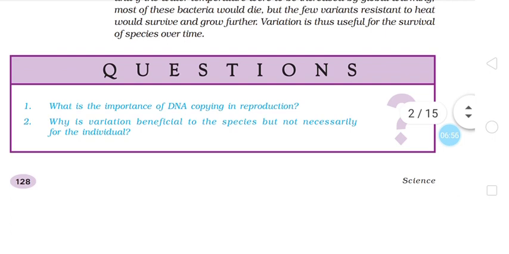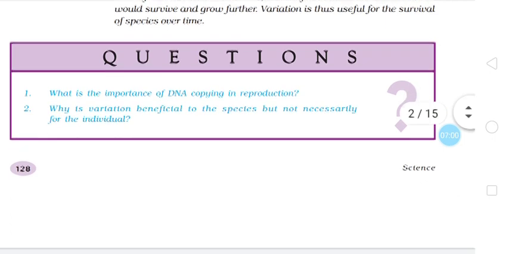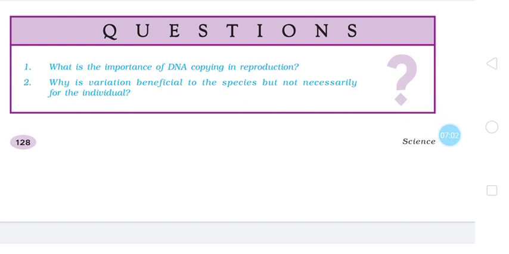Some in-text questions given here are: What is the importance of DNA copying in reproduction? And the second question is: Why is variation beneficial to the species but not necessary for the individual?